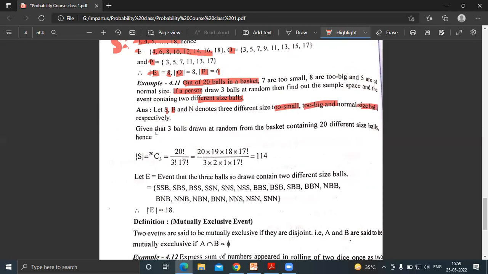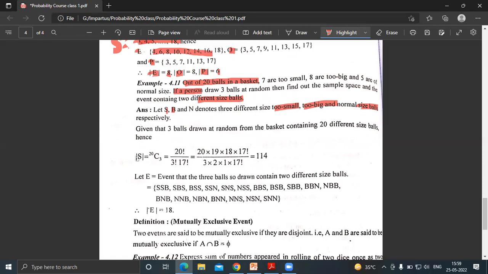Look at this question. It is given that out of 20 balls in a basket, that means the basket contains 20 balls. From these, 7 are too small, 8 are too big, and 5 are of normal size. If a person draws 3 balls at random, find the sample space and the event containing two different size balls. That means first you have to find the sample space, and after that you will evaluate the event containing two different sizes of balls.